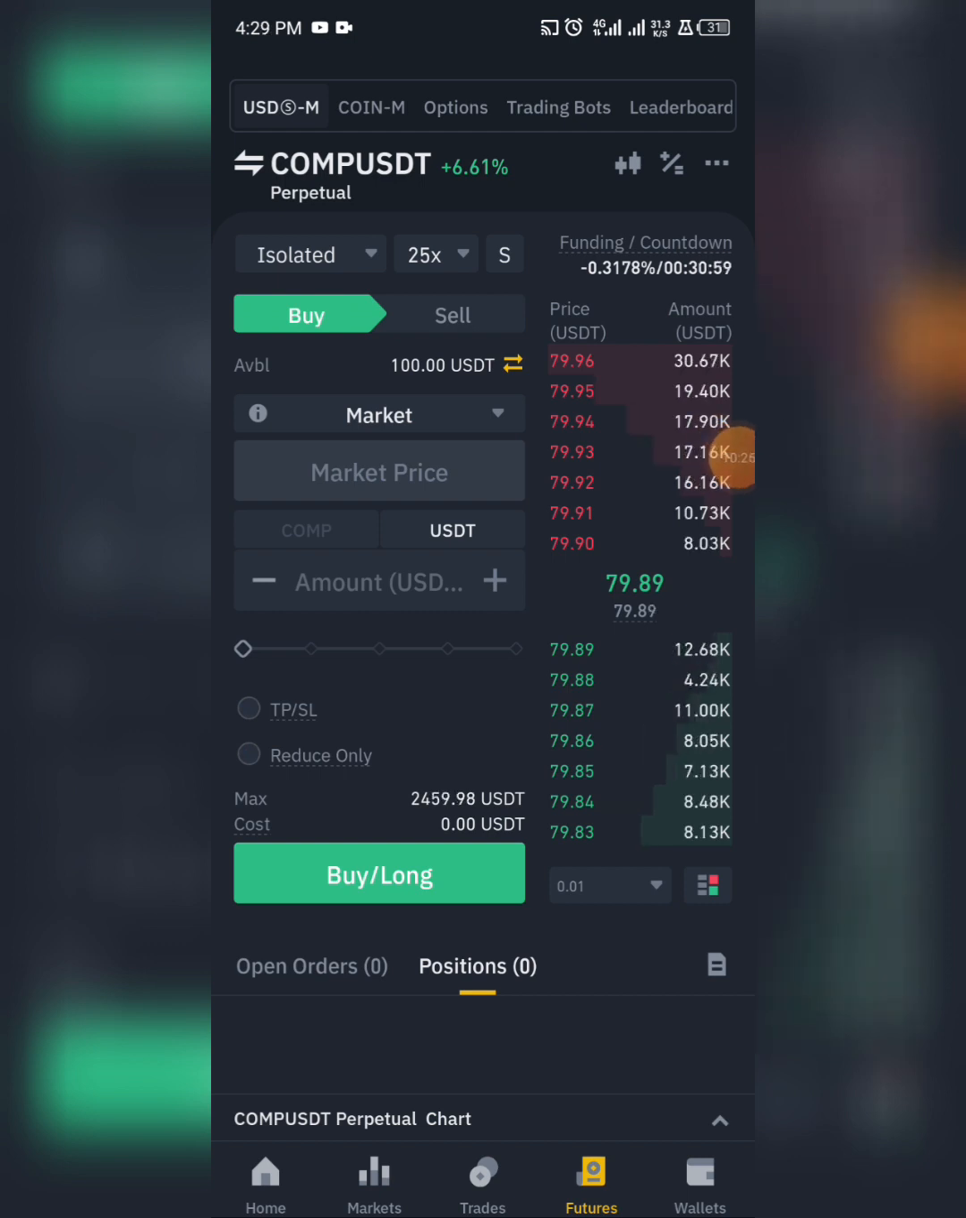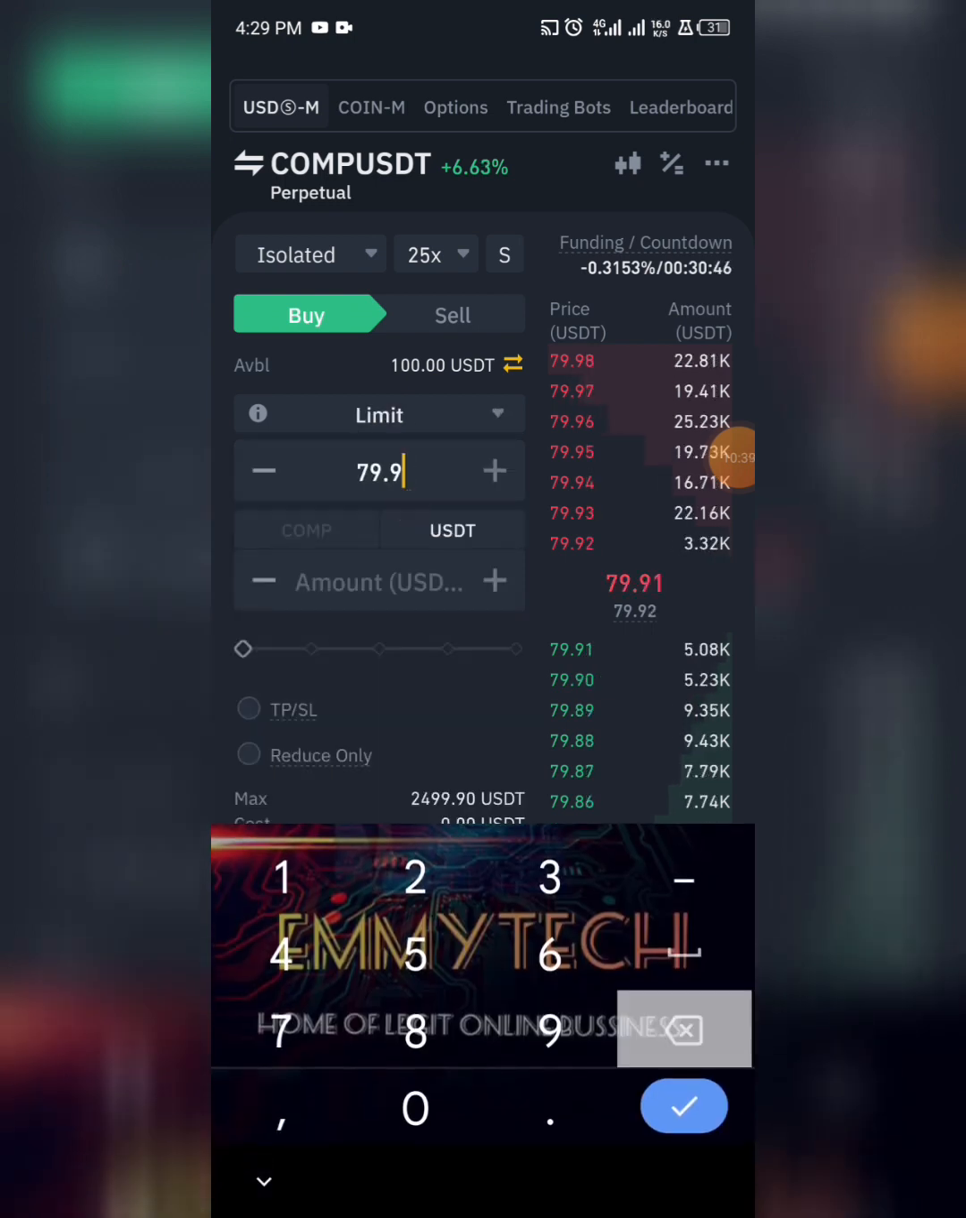So that is what it means. CMP means current market price. If you want to place a trade based on your own entry, that is when we make use of the limit order. On the limit order, you have an opportunity to edit the price you want to go into the market. You understand? So that is the difference between market order and limit order.